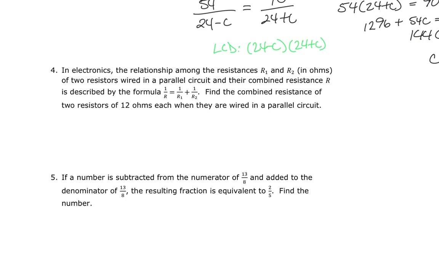If we take a look at number 4, in electronics, the relationship among resistance R1 and R2 in ohms of 2 resistors wired in a parallel circuit, and their combined resistance R, can be described by this formula. Find the combined resistance of 2 resistors of 12 ohms each when they are wired in a parallel circuit. This one's actually really nice because it's already set up for us. 1 over R is equal to 1 over 12 plus 1 over 12. 12R is my LCD.